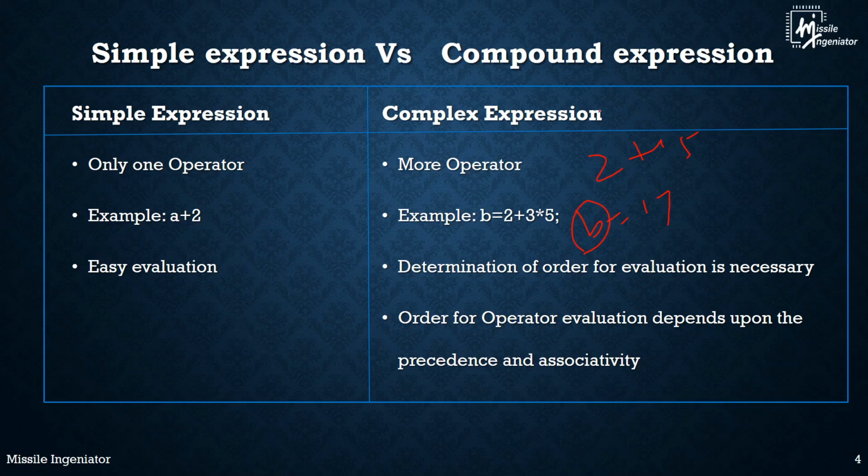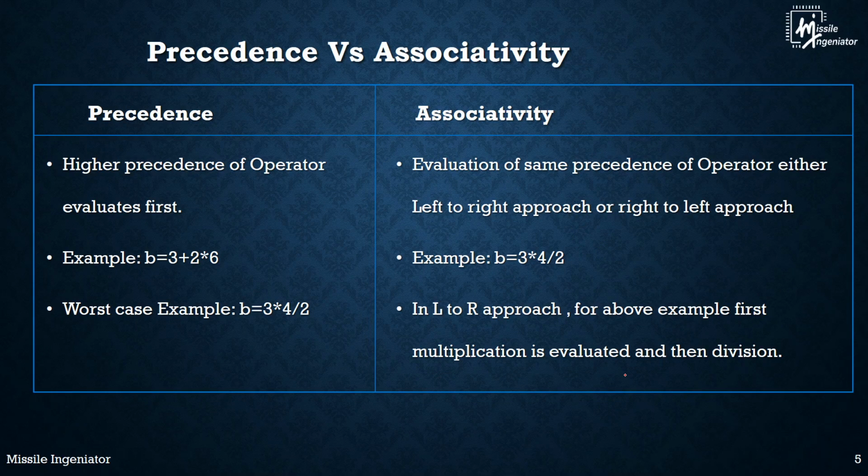But in the worst case, what happens if I have two operators with the same higher precedence, say multiply and division? How do we perform the operation? At that time we use the concept of associativity. I'll explain the difference between precedence and associativity in the next slide.